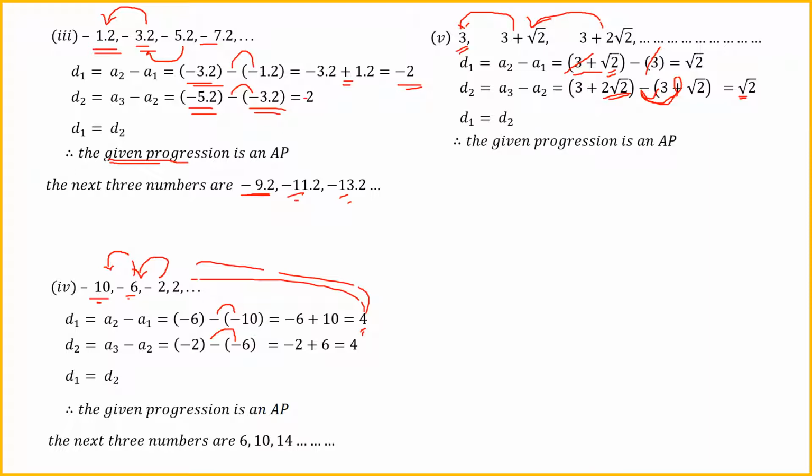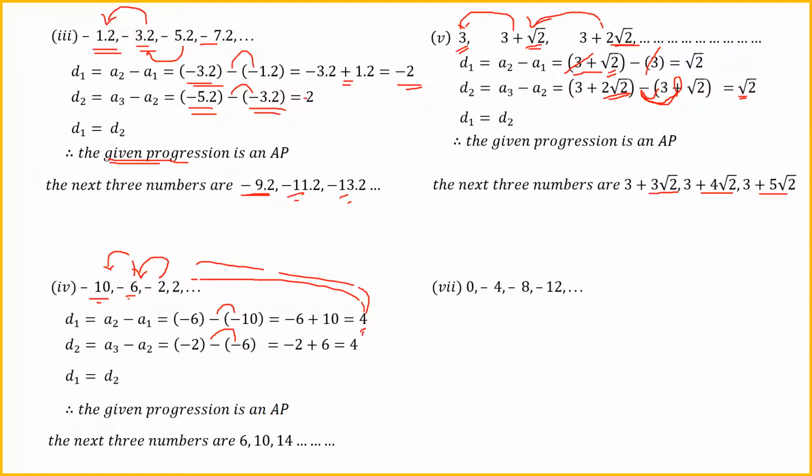So the next 3 terms will follow as 3 plus 3 root 2. Here it's 1 root 2, here it's 2 root 2. The next number obviously will be 3 root 2, and the next is 4 root 2. The next is 5 root 2.